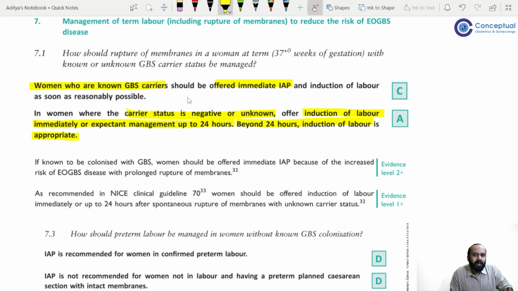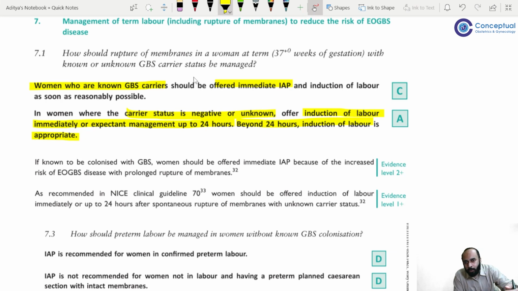I personally, after 37 weeks of gestation, believe that immediate induction of labor should be done because the longer you wait, there is a higher chance of the infection occurring. So, though the guidelines say that you can wait up to 24 hours for spontaneous onset of labor, in my practice, I do not do that.